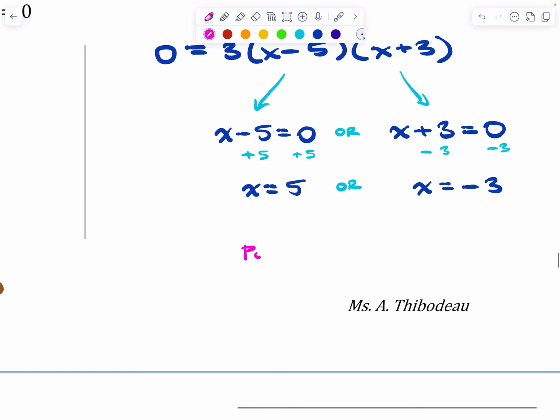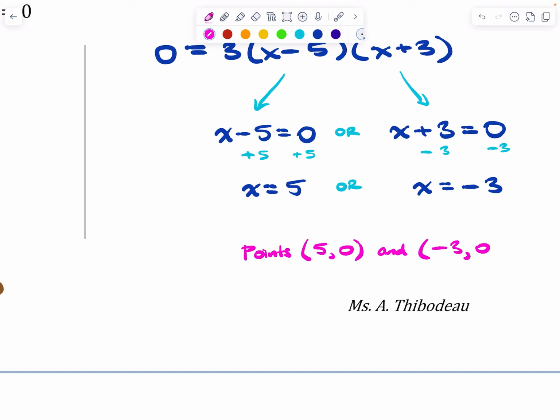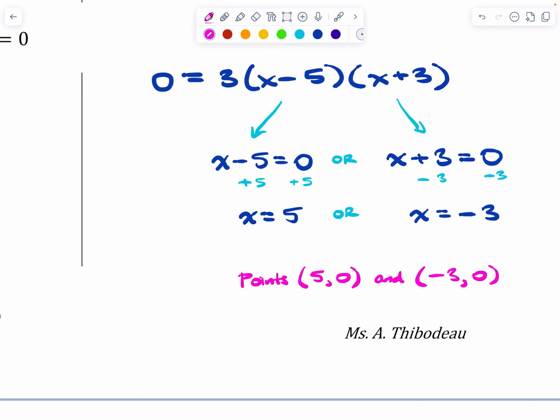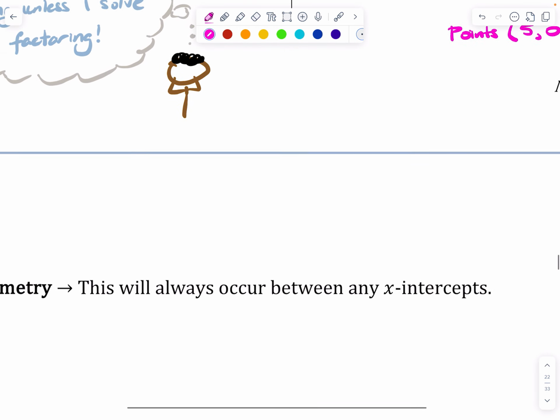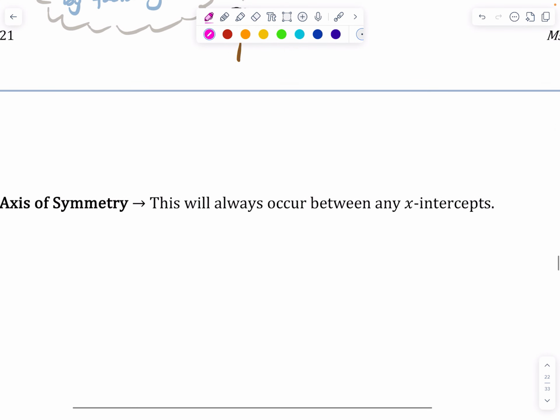The points themselves are the point where x is 5 and y is 0, and the point where x is -3 and y is 0. Those are our x-intercepts. And again, we could double check on Desmos, make sure we actually get those points. But that is us manually processing it. The axis of symmetry will always occur halfway between any x-intercepts. And I guess you could throw that in. It's halfway specifically.